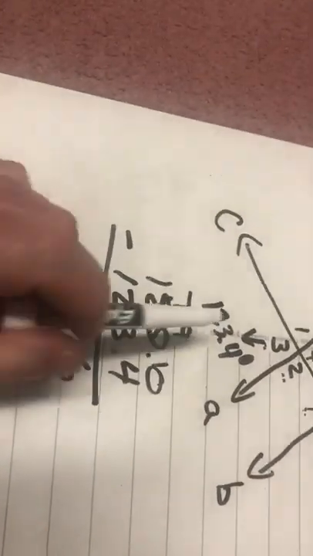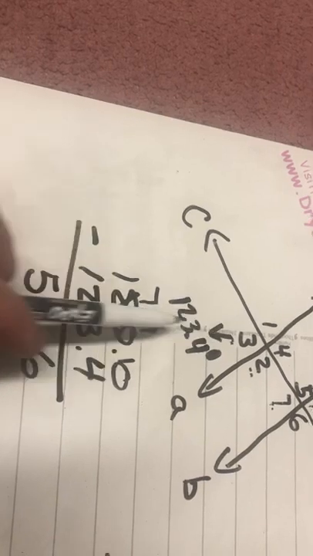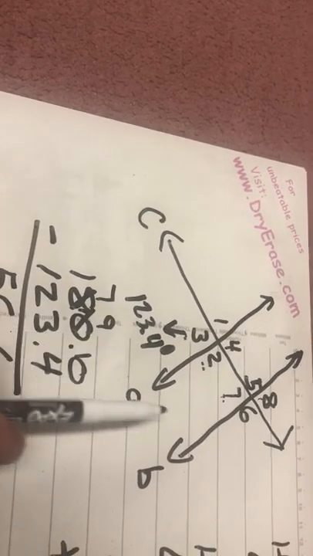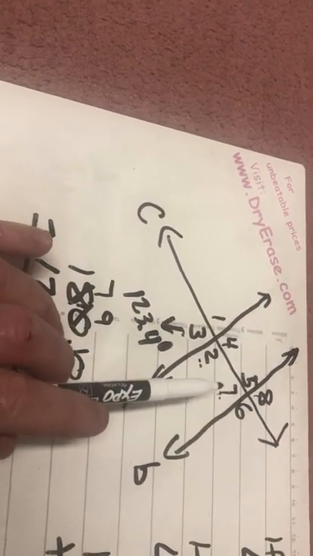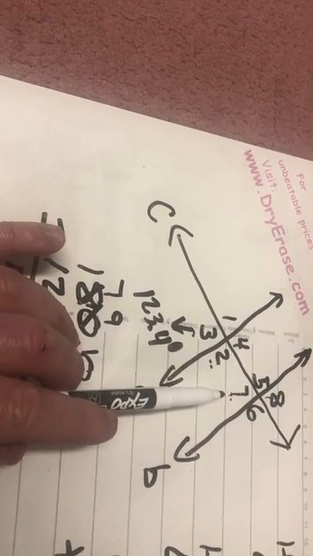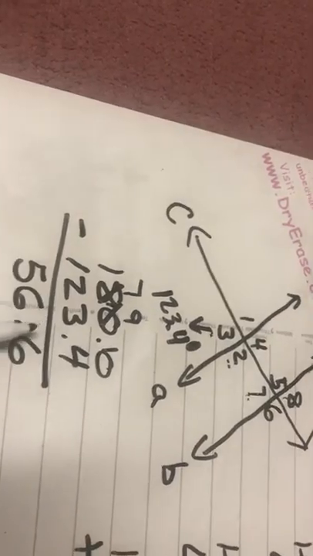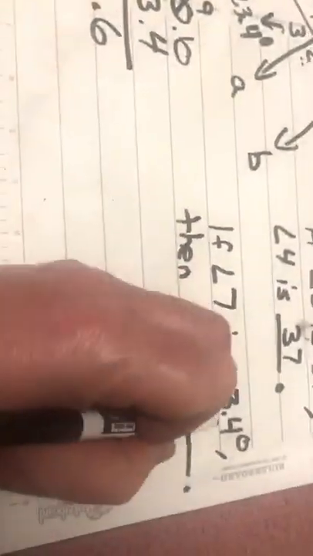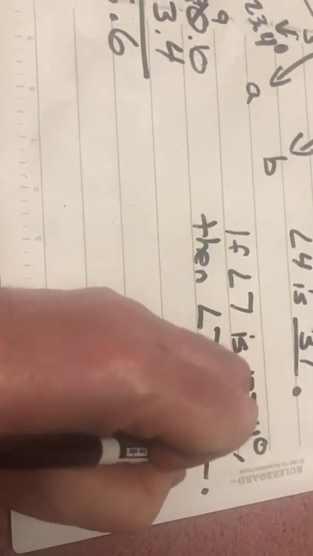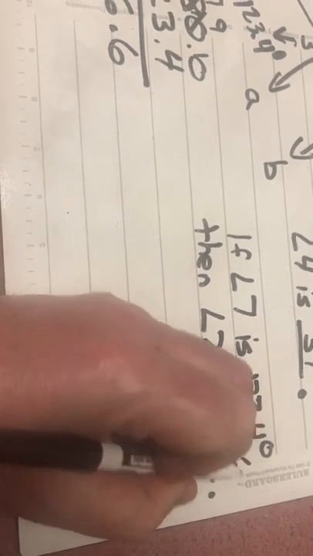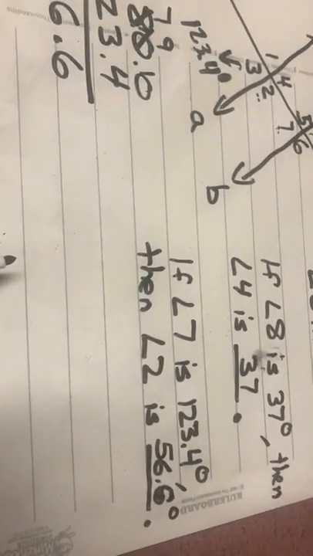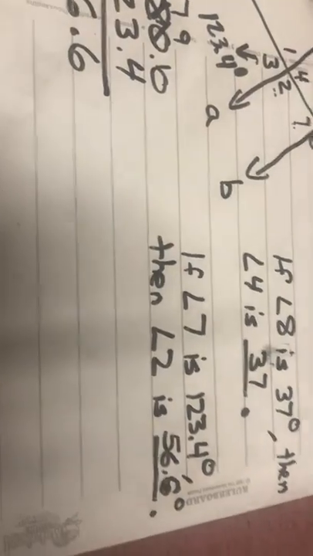If angle 3 is 123.4 degrees, which we know it is, because the problem tells us angle 7 is 123.4 degrees, the straight angle, when I do 180 minus 123.4, I get 56.6 degrees.